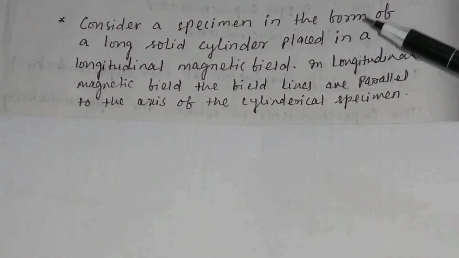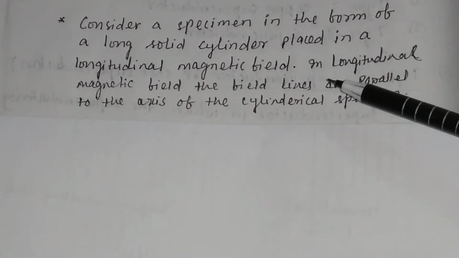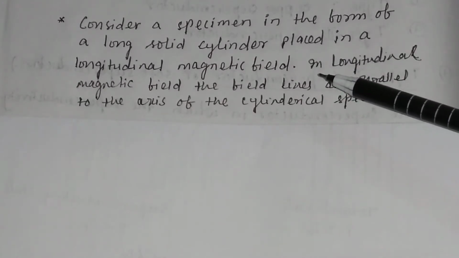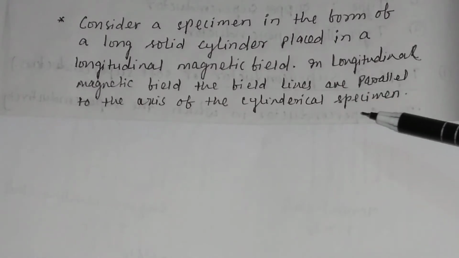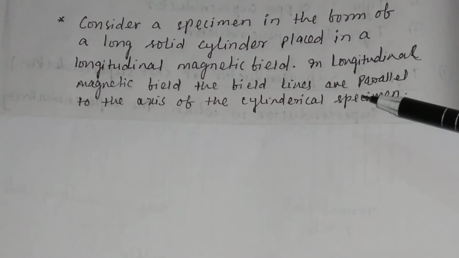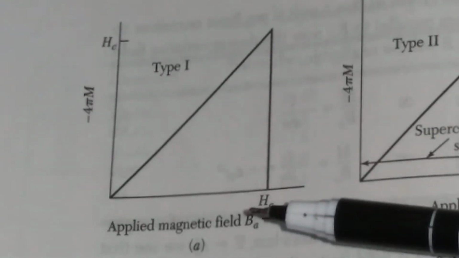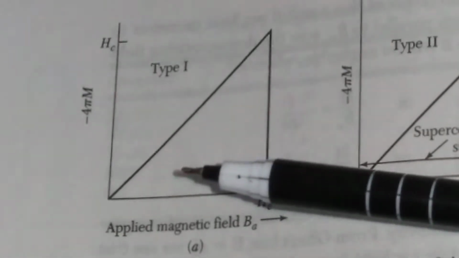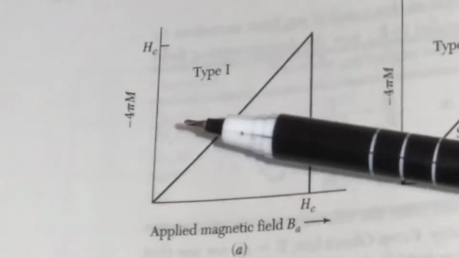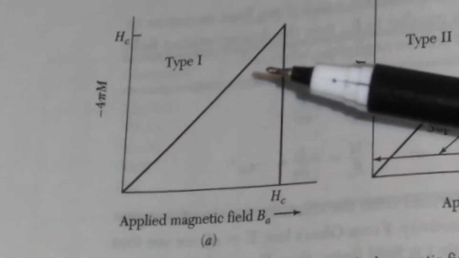Consider a specimen in the form of a long solid cylinder placed in a longitudinal magnetic field. In a longitudinal magnetic field, the field lines are parallel to the axis of the cylindrical specimen. Then if you plot a graph taking applied magnetic field along the x-axis and the magnetization along the y-axis, the shape of the graph will be as shown in the figure.